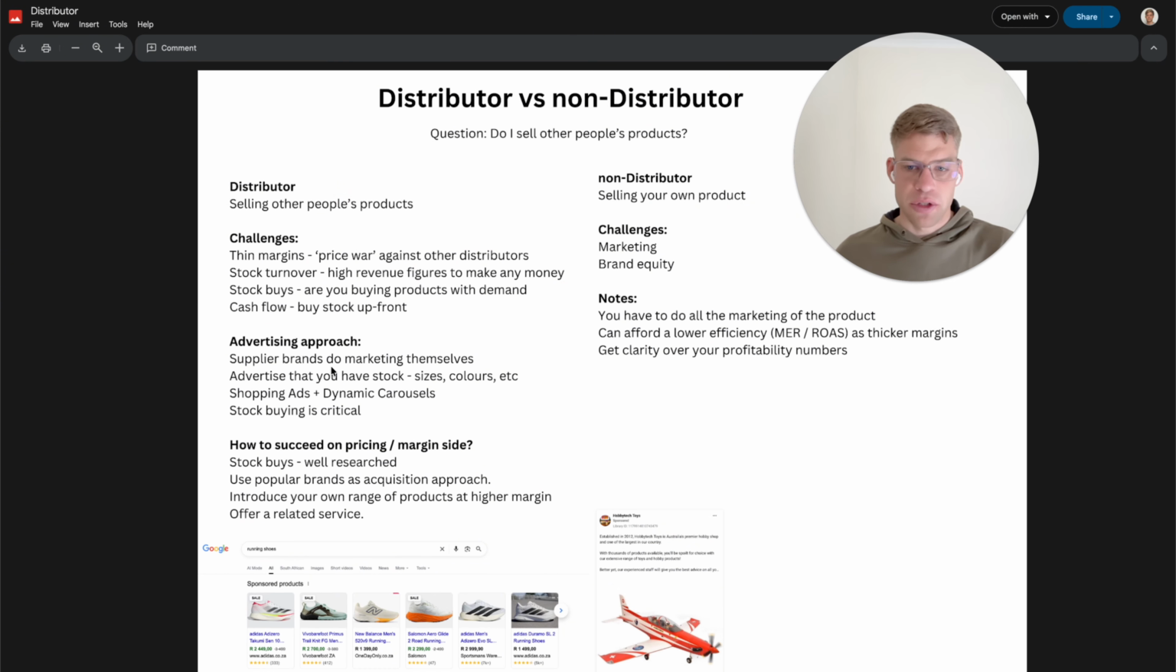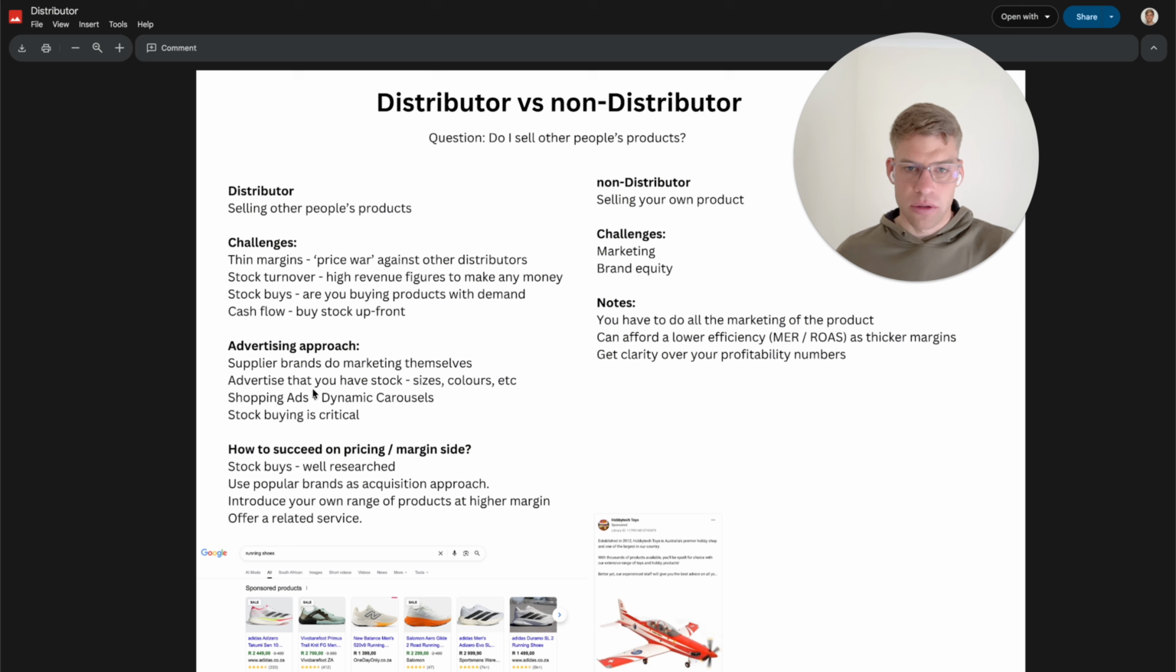Just something I forgot to mention from an advertising perspective on the distributor side is that any advertising campaigns or spend that you do on the paid ad side must be operating at an extremely high efficiency because your margins are so low. That efficiency of ad spend relative to return has to be much higher. Otherwise, you simply can't sustain that from a profitability perspective due to those thin margins.